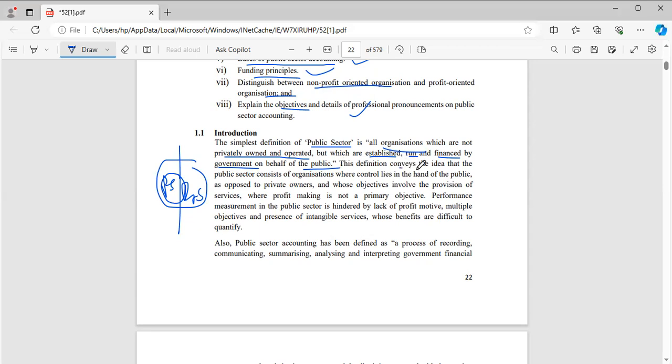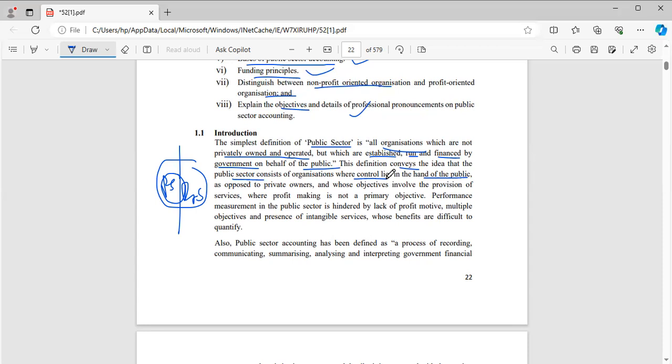Now, this definition conveys the idea that the public sector consists of organizations where control lies in the hands of the public. Are you saying that the control of the organization lies in the hand of the public? Government is only managing it. Government is only acting as a trustee. Government is only financing it with our money. But technically, we control the organizations. We, the public, control it.